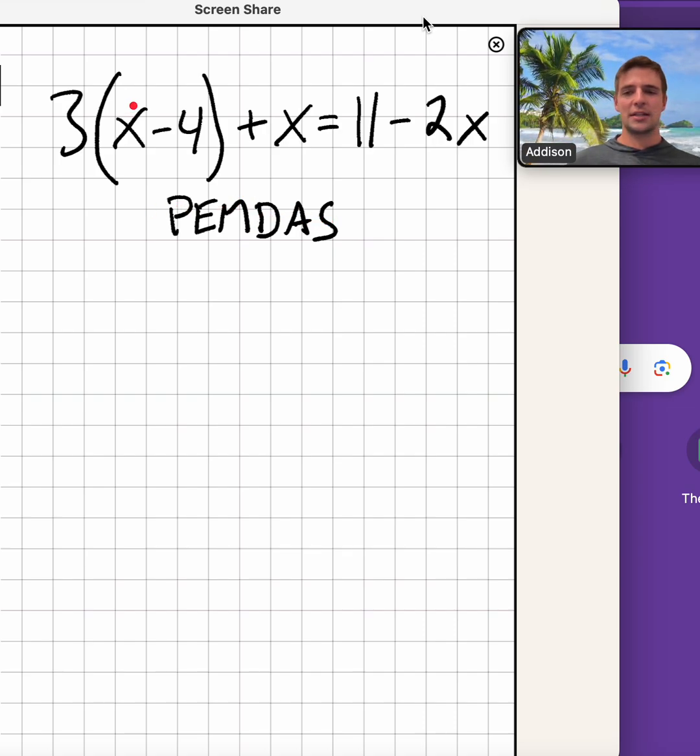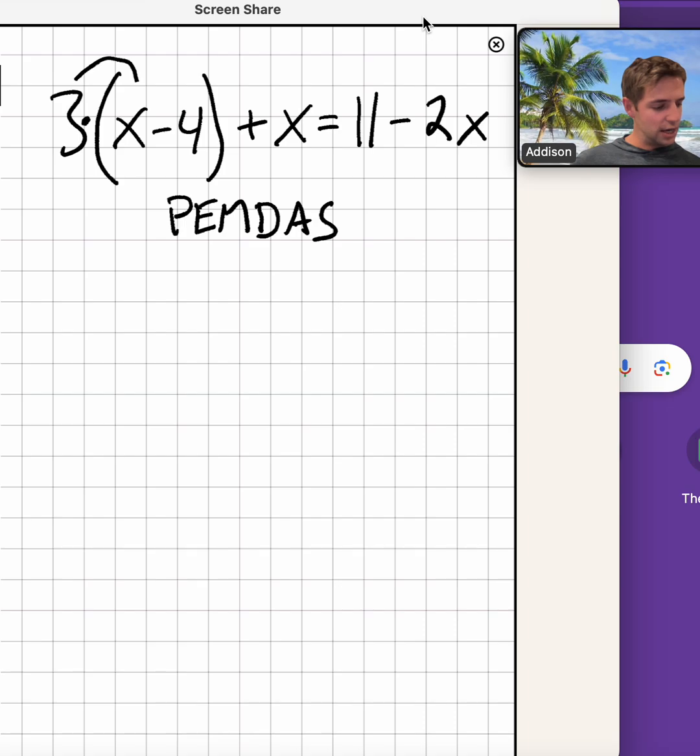So the first thing we need to deal with is this set of parentheses here. Now, when we have a number and there's no operation stated between the number and the next symbol, then multiplication is implied, as we learned earlier. So we have a times 3 here. Now, the key is that everything in this parentheses set is getting multiplied by 3. So we call this distribution.